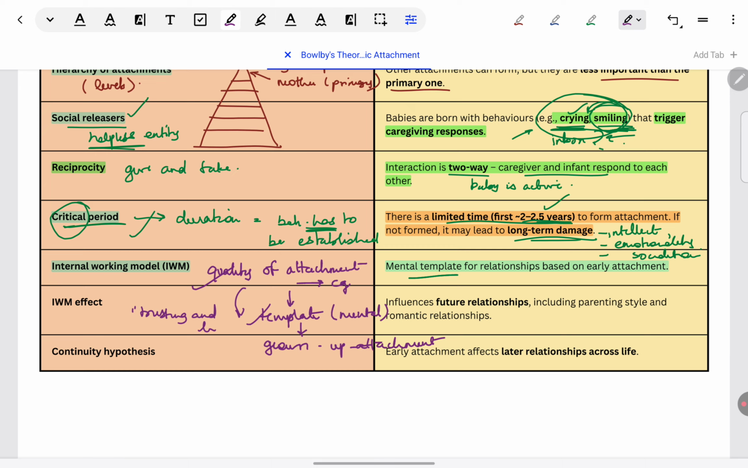Meaning that the baby had a trusting and loving relation with their mother, so they've come to believe that all relationships are like this. This is a pattern that has formed in their mind. Now the same baby becomes a grown up. Say they become 18 years, 20 years of age. This pattern still exists in them.